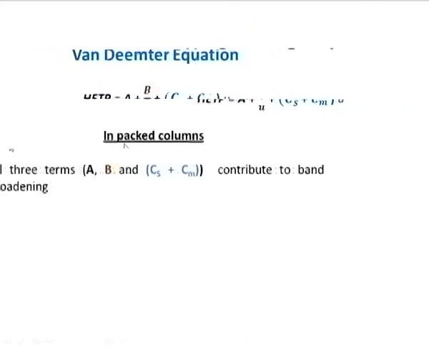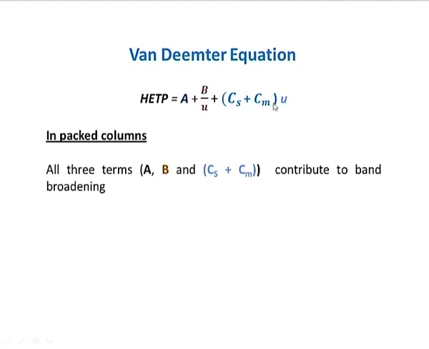Now, the last point to make here is how these factors influence the type of columns we use in chromatography. If one takes a packed column, packed with a stationary phase, in such a column all the three factors contribute to band broadening. This factor A, this factor B and this factor C, all three contribute.